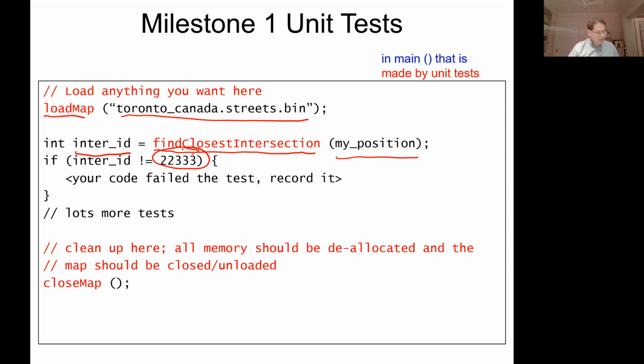We're going to record that, and then we do a lot more tests like this. The report that you get from ECE 297 exercise will run maybe 100 or 200 separate calls of this function. If all of them work, we'll say you passed the test for find closest intersection. And if any of them fail, we'll say you failed. You failed 2 out of 200 tests.